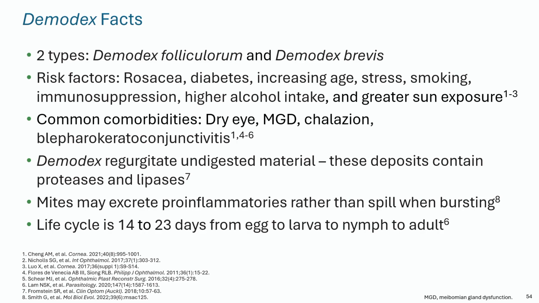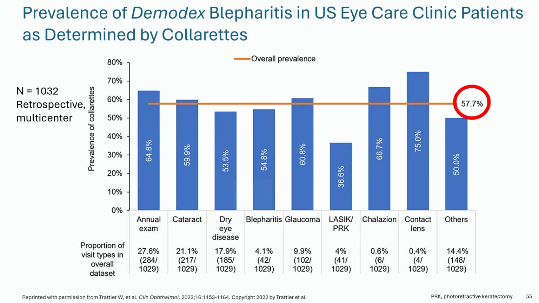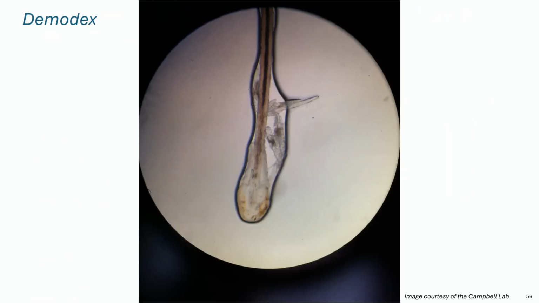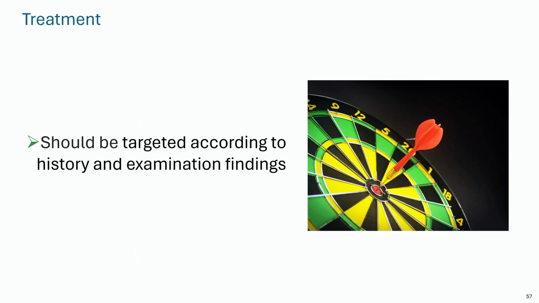So we often see the comorbidities like dry eye, MGD, chalazion, blepharoconjunctivitis, and these Demodex mites, they regurgitate some undigested material, which is very pro-inflammatory, like proteases, lipases. Prevalent, very prevalent in all these patient populations that we see. Over half of our patients will have Demodex blepharitis. All right, so you can see this is another slide from our Campbell lab looking at all those mites around that lash follicle. So how are you going to treat this?